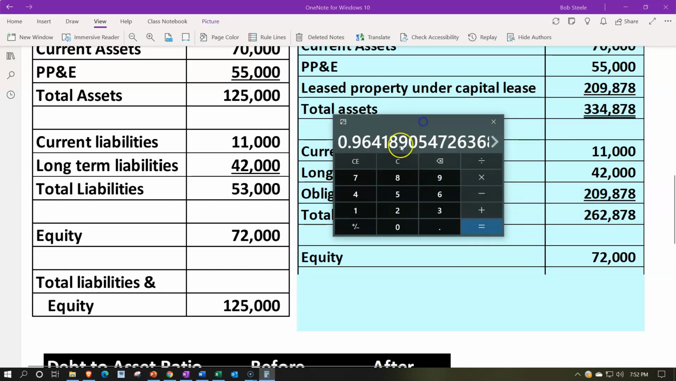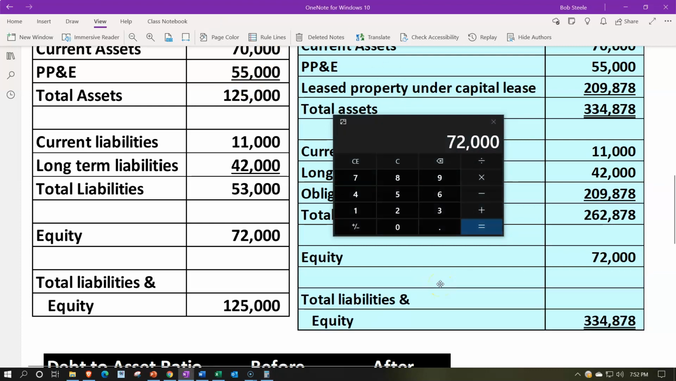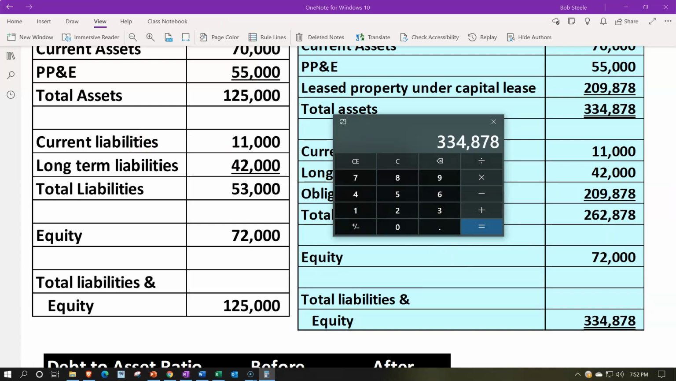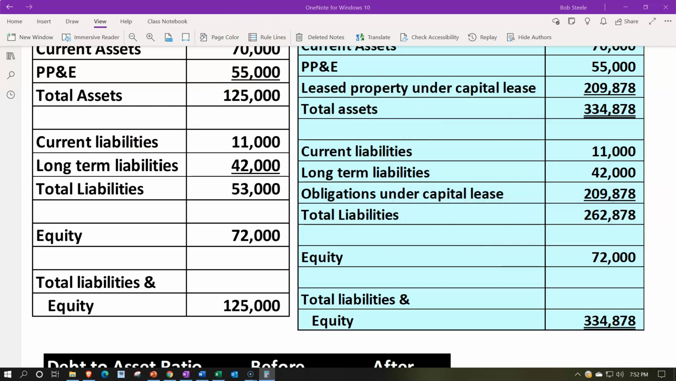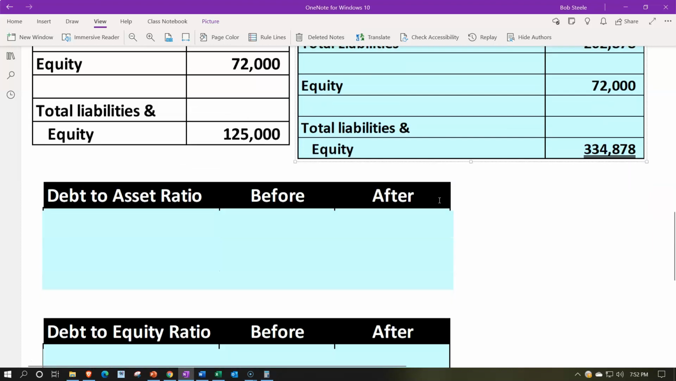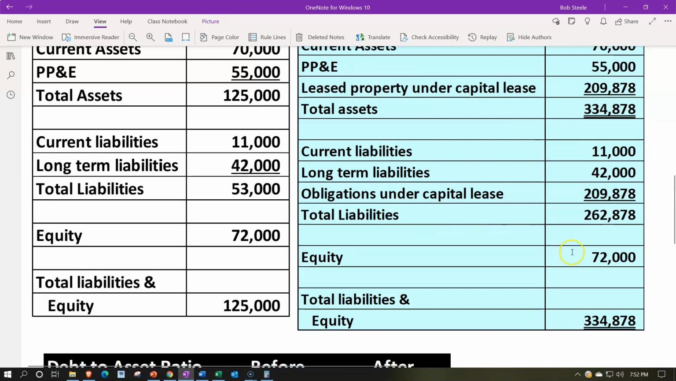We can calculate that by saying, well, we now have the assets, the $334,878, minus the $262,878 liabilities, $72,000 on the equity, giving us the liabilities plus equity, which will be the $262,878 plus the $72,000 of the $334,878. That, of course, matching the total assets, making our balance sheet balance, which is good. We like that. So that means that, notice the equity is the same here. No change to the equity.